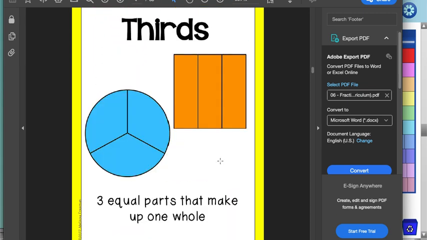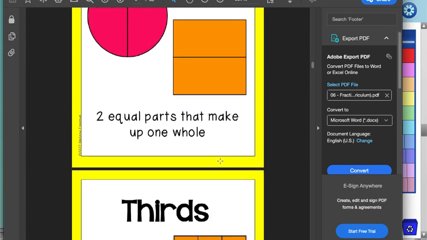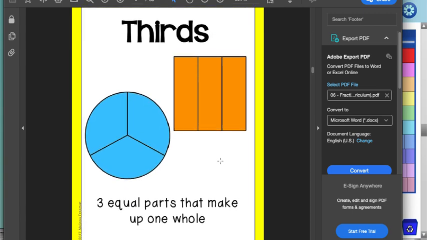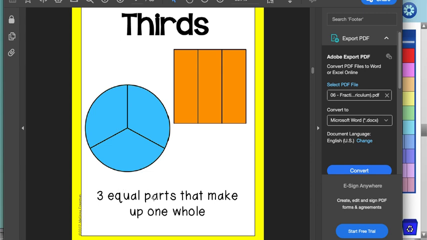Thirds, okay? So before you split the whole into 2 parts, now you're splitting the whole into 3 parts. This is the whole, and you have 1, 2, 3 equal parts. If you look at the square, you have 1, 2, 3 equal parts. And you can see they are exactly the same size and shape, each part of the whole, okay? So for thirds, 3 equal parts make up one whole.